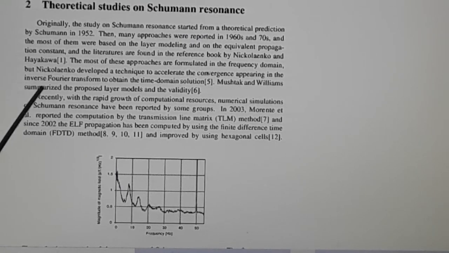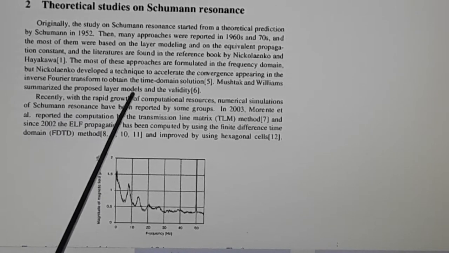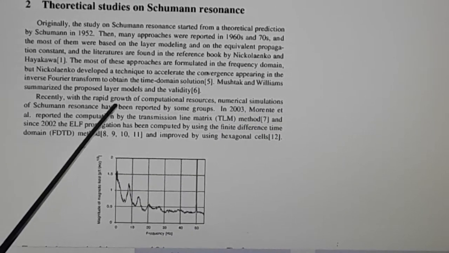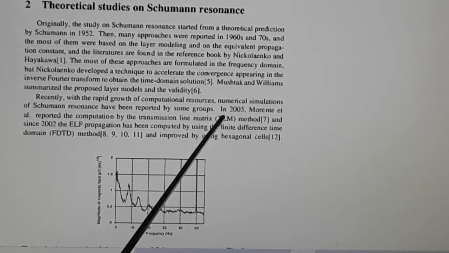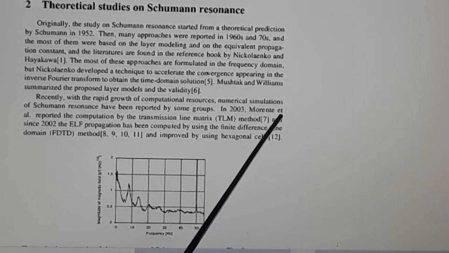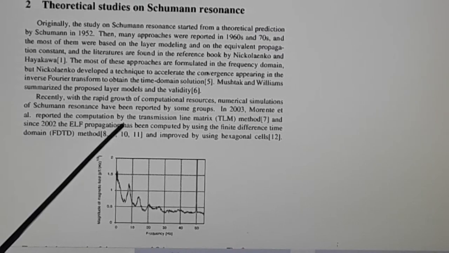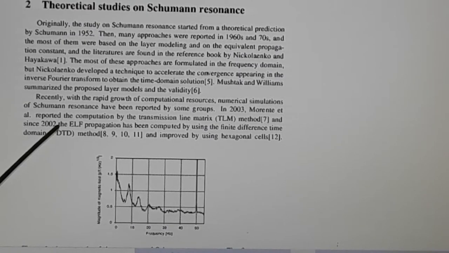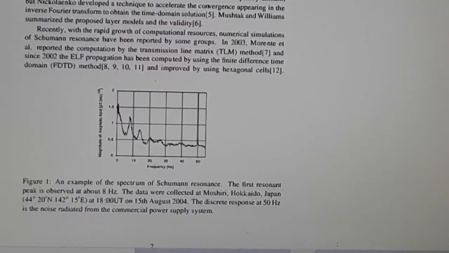Next paragraph. Recently, with the rapid growth of computational resources, numerical simulation of Schumann resonance has been reported by some groups. In 2003, Morente et al. reported the computation by the transmission line matrix, TLM method, and since 2002, the ELF propagation has been computed by using the finite difference time domain, FDTD method, sites 8, 9, 10, 11, and improved by using hexagonal cells. Okay.